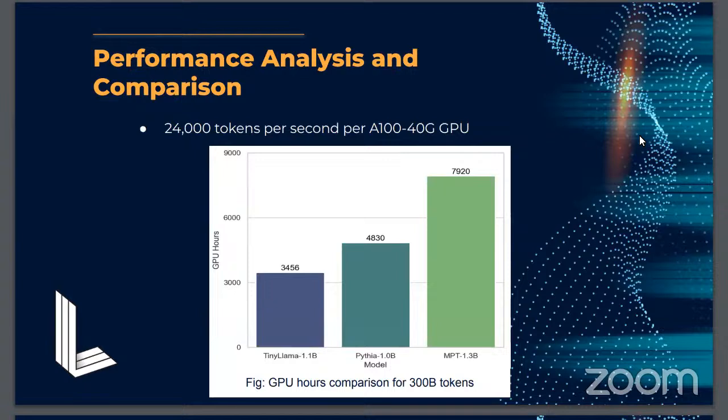Next. TinyLlama achieves 24,000 tokens per second per A100 40GB GPU, and the bar graph shows 300 billion tokens. TinyLlama 1.1 billion comes in first with 3,456 hours. Pythia 1 billion comes in second with 4,830 hours. MPT 1.3 billion comes in last with 7,920 hours.